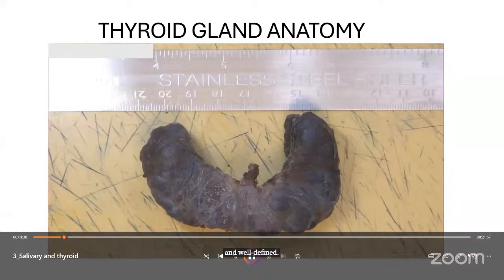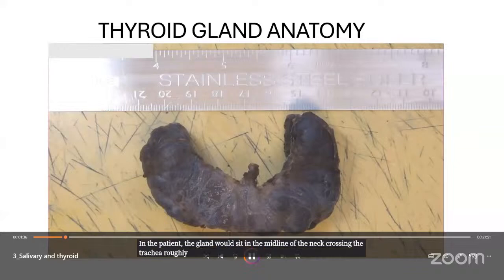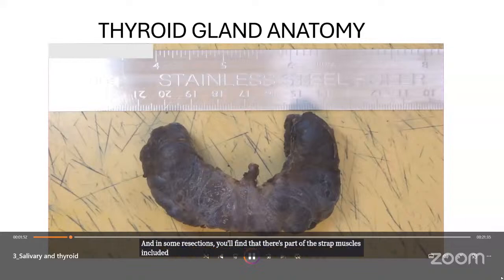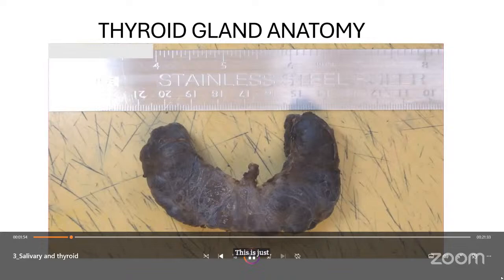In the patient, the gland would sit in the midline of the neck, crossing the trachea roughly in the region of the second and third tracheal rings, wrapping also around the cricoid cartilage. Surgically, it would be deep to sternohyoid and sternothyroid strap muscles, and in some resections you'll find that there's part of the strap muscles included at the anterior aspect. This is just respecting the fact that you may have extrathyroidal extension in malignant samples and ensuring that there's adequate surgical clearance.